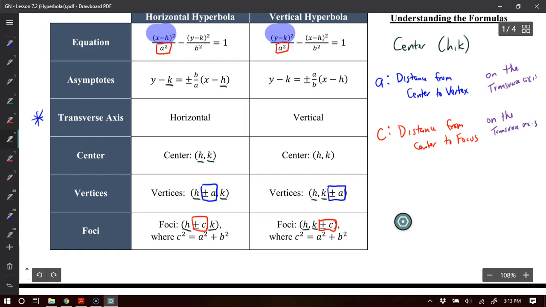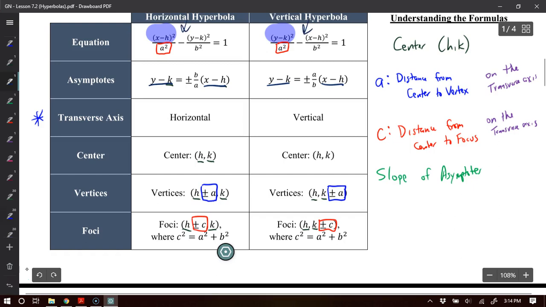So I've covered the vertices, I covered the foci. I haven't covered the asymptotes. So that's a little trickier. If we take a look at the asymptotes, we want to figure out the slope of the asymptotes. And I say we need to figure out the slope because look at the structure. They both have the y minus k, the x minus h in them. And that's given to you in the original problem.